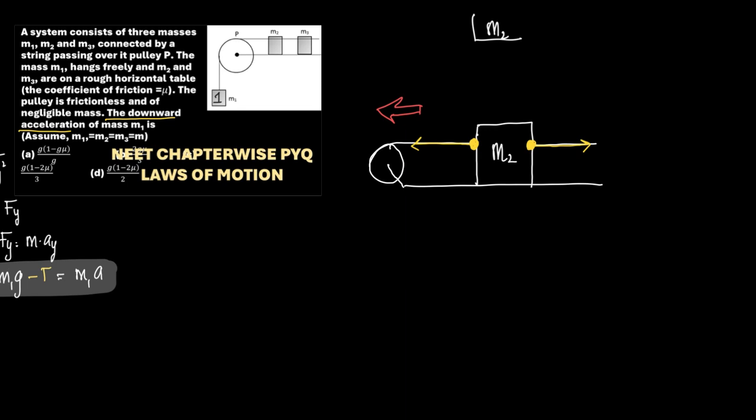Now we're not done here. Why? Because it is given that it is on a rough horizontal table, which means what is acting here? Friction is also acting. If the direction of motion is towards the left, then friction will be acting towards the right, because friction is an opposing force. So the frictional force would be acting; let me write it as Fr. What else do we have? We also have the normal reaction acting here, and the weight of the body acting downwards, M2g.